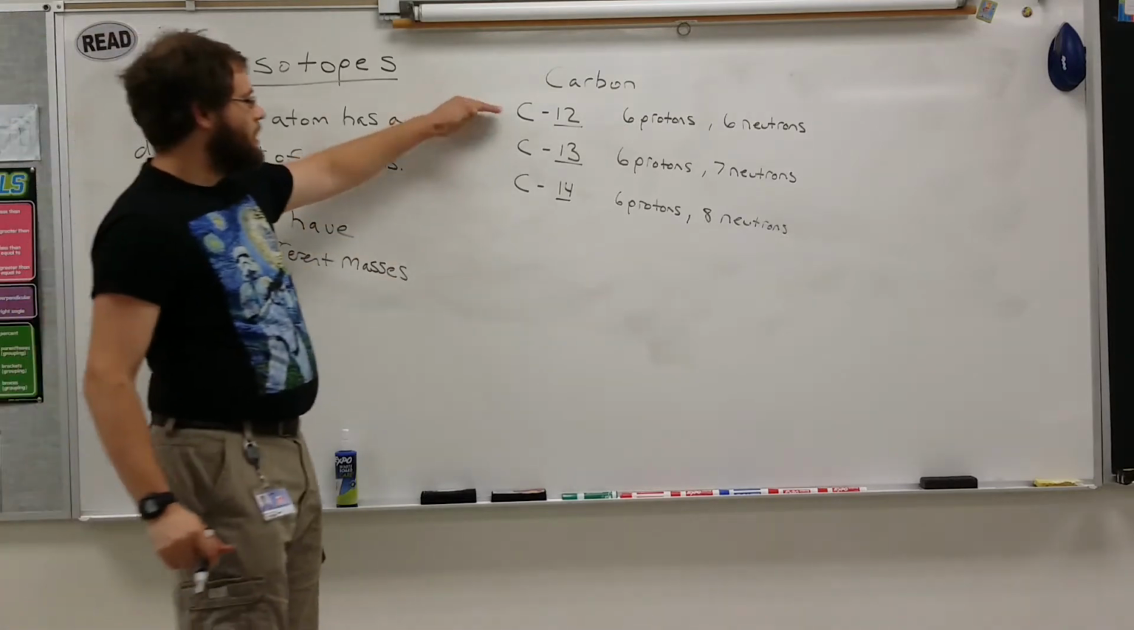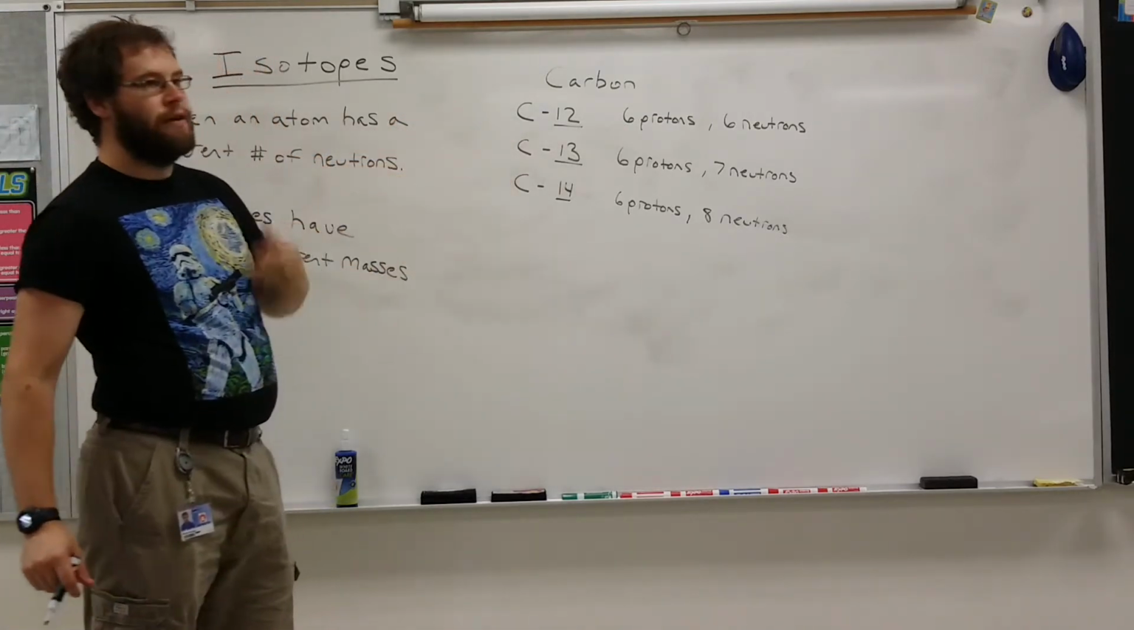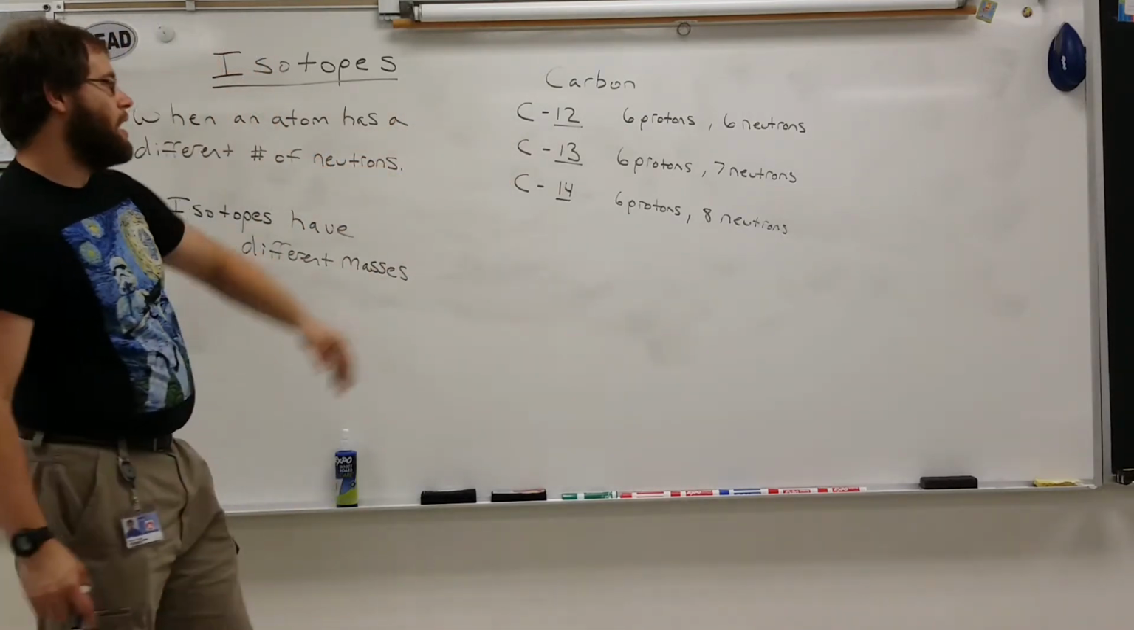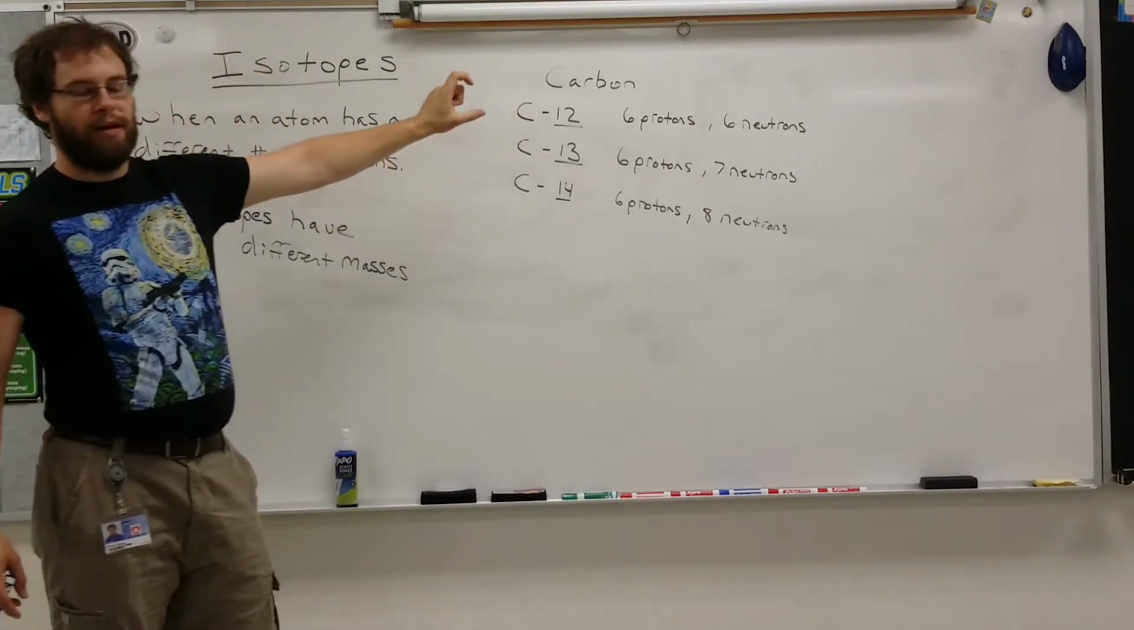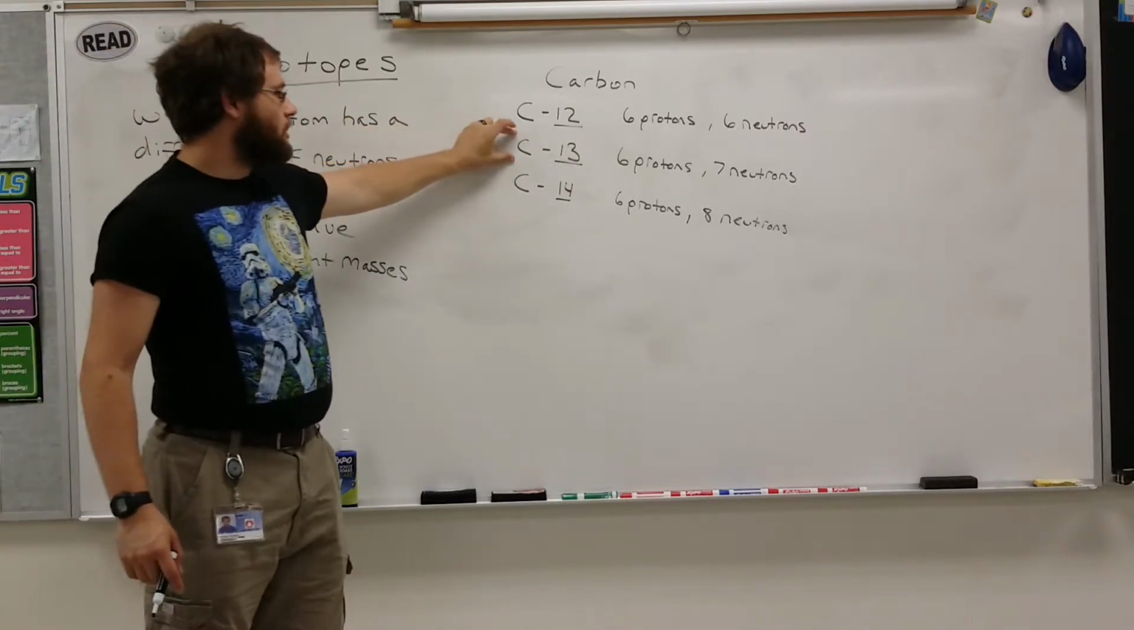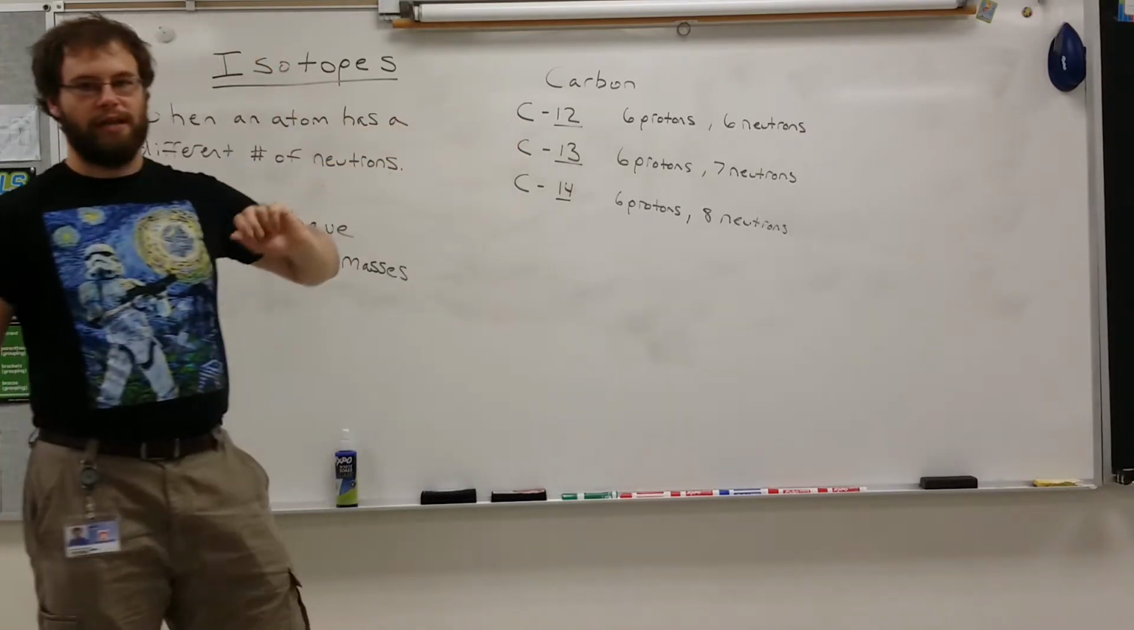Each one of these has a different percentage of availability on our planet. C12 is the most prevalent. It's like 96% or something of the carbon in the world is C12. And there's a little bit of C13, a little bit of C14.